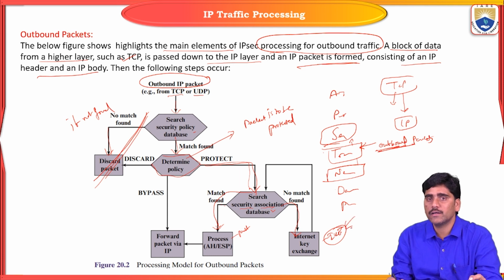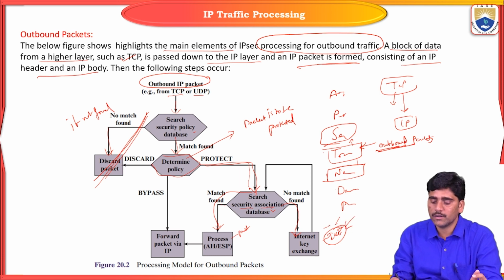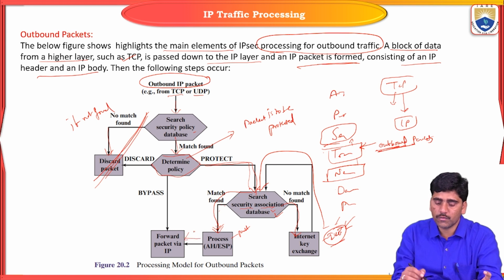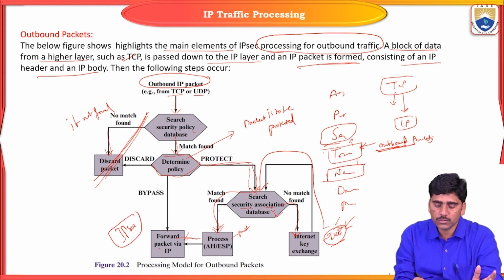So now keys are added and it is authenticated. Now again it has to be checked with the help of the security association database. If not found, then you have to apply the Internet Key Exchange mechanism. If a match is found, then apply the process authentication header or ESP. After processing the authentication header or ESP, it is forwarded as a packet via IP. So the packet has to be forwarded through IPsec. So now it is forwarded and it reaches the next layer.